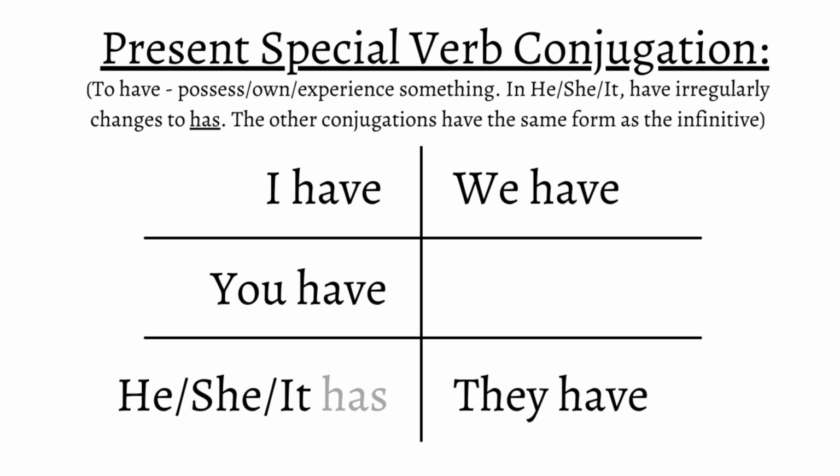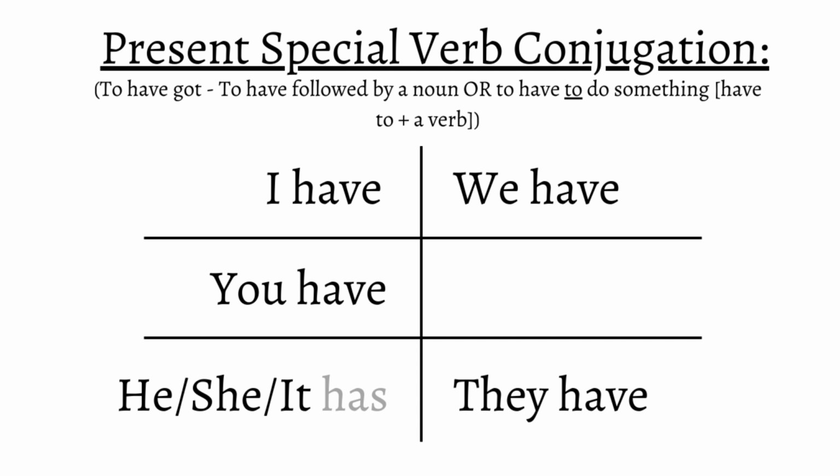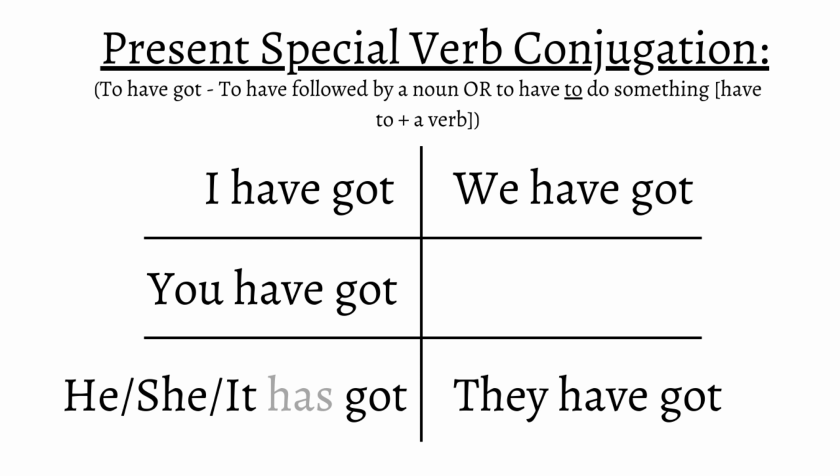Besides, to have has a common but informal construction, which is to have got. Used in British and American English, to have got means to have when it's followed by a noun, or to have to do something, followed by the preposition to and a verb. The conjugations of to have got are the same as to have. I have got, you have got, he, she, it has got, we have got, and they have got.